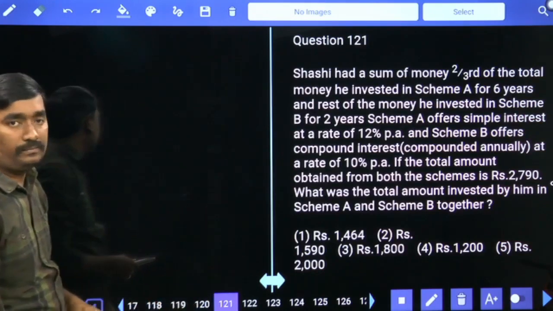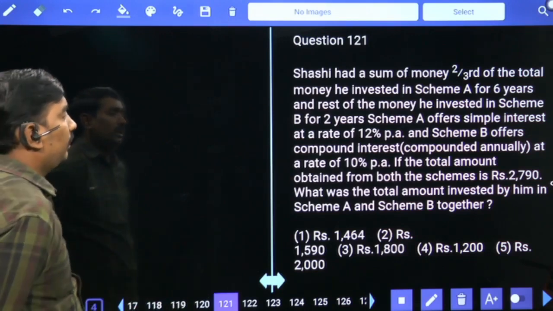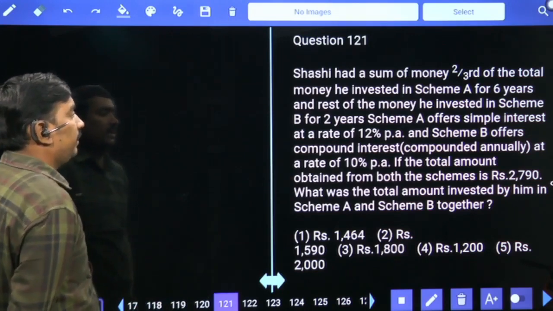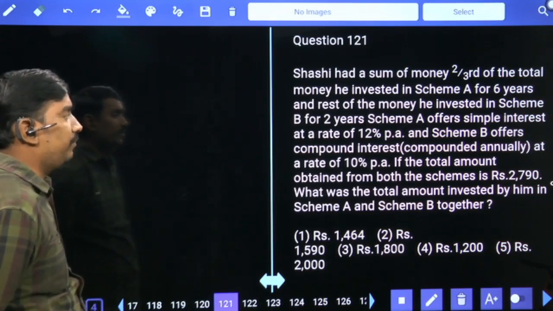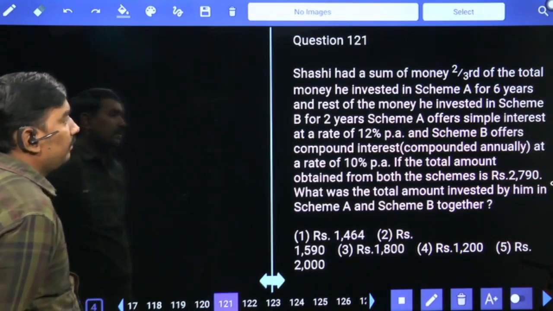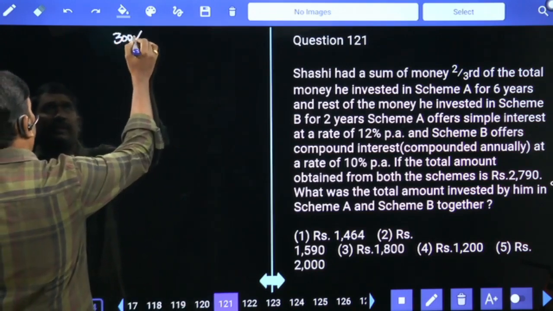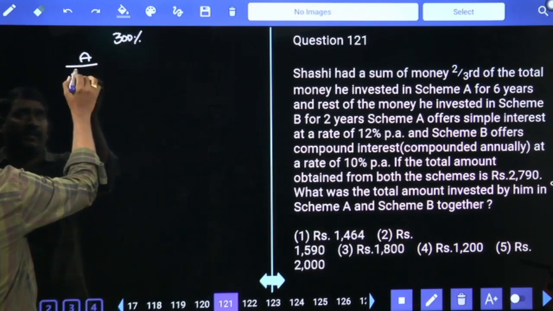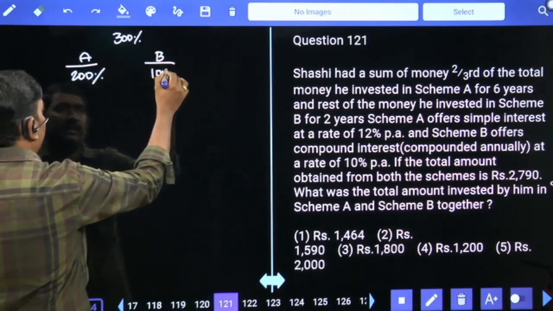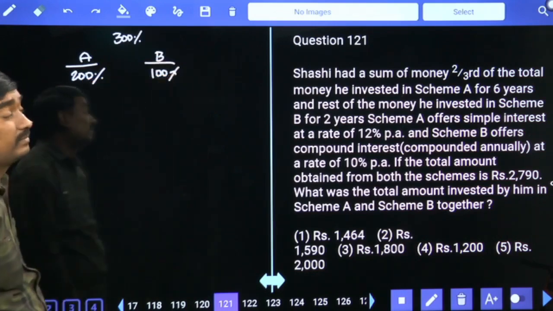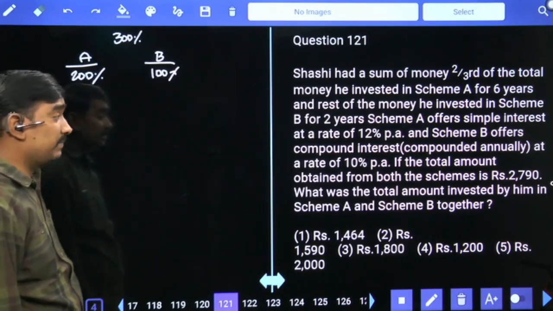Next. Sasi had a sum of money. 2/3 of the total money he invested in scheme A for 6 years and the rest of the money he invested in scheme B for 2 years. Okay, 2/3 of the total money means, let's imagine total money is 300%. In scheme A, 2/3 of the money means 200%. Remaining in scheme B means 100%. Scheme A for 6 years, scheme B for 2 years.